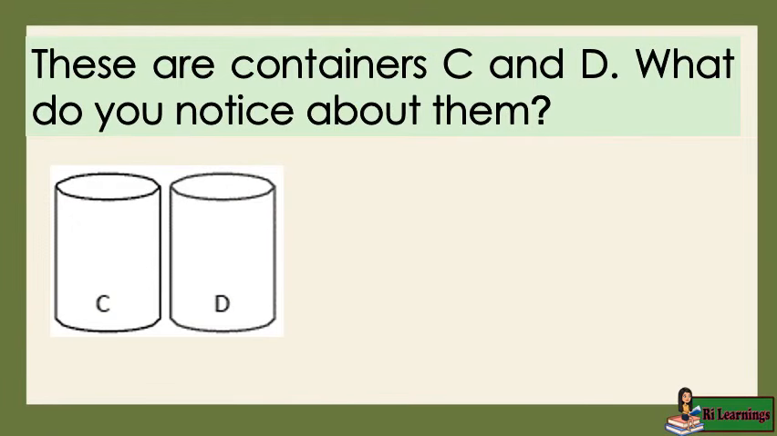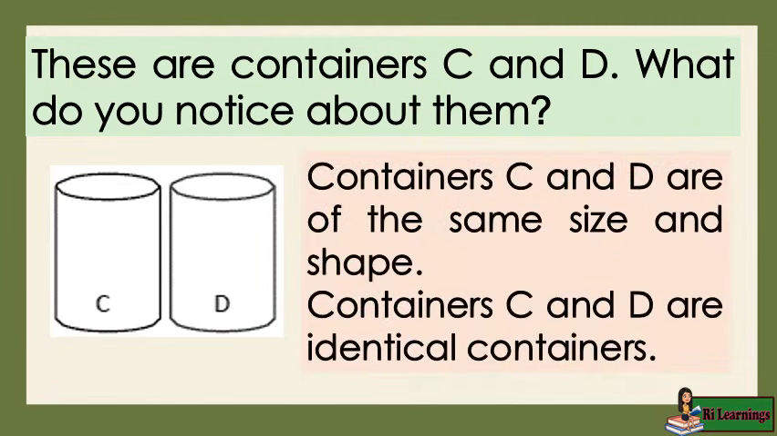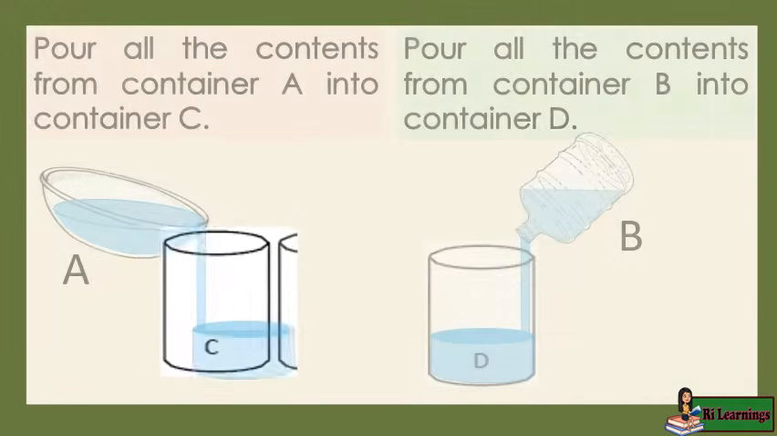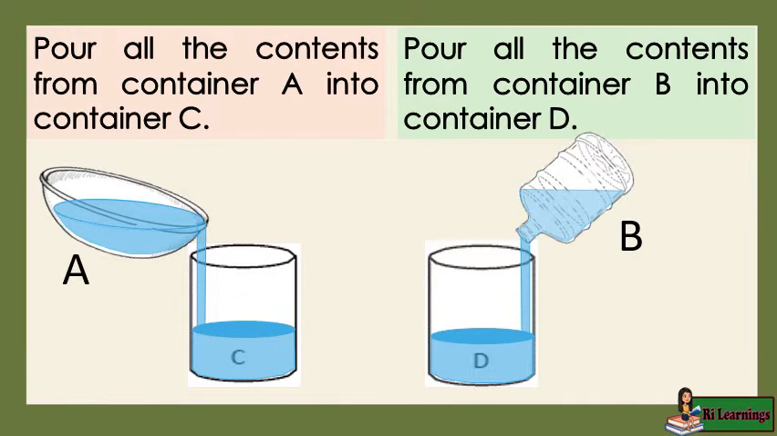These are containers C and D. What do you notice about them? Containers C and D are of the same size and shape. Containers C and D are identical containers. Pour all the contents from container A into container C. Pour all the contents from container B into container D.